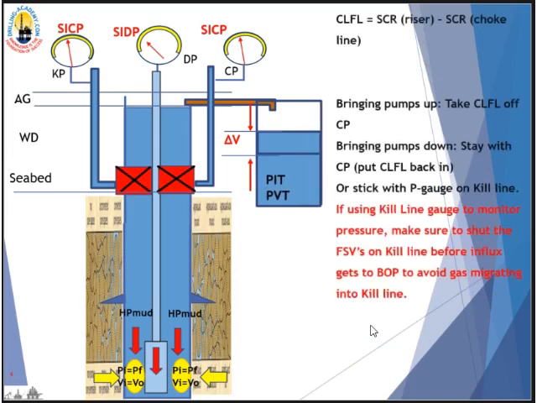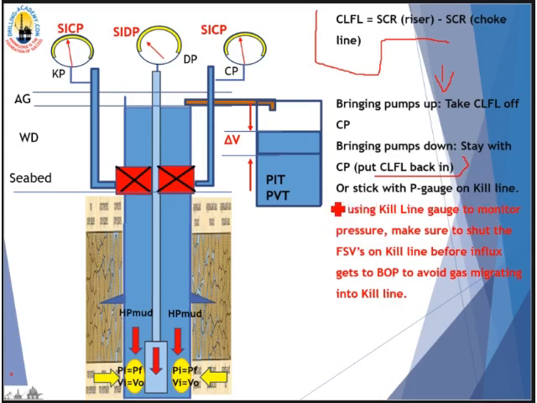And how to work out the choke line friction loss, you use this formula here. Slow circulating pump rate of the riser deduct slow circulating pump rate of the choke line. And as we mentioned before, we take the choke line friction loss off the casing pressure gauge when the pump is brought on. When the pump is brought off, you stay with the casing pressure gauge and put the choke line friction loss back in.